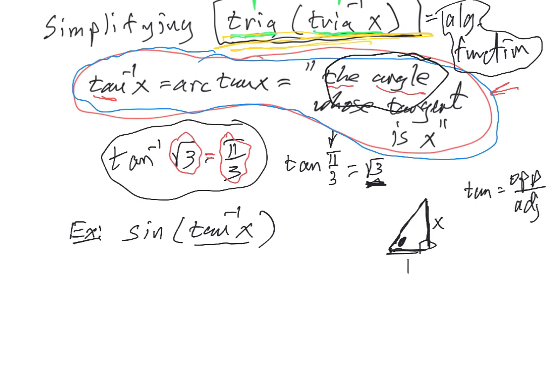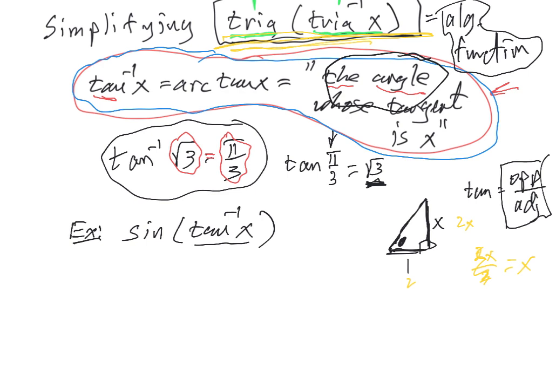I could pick the sides to have any lengths whatsoever as long as when I divide opposite by adjacent I get x. So I'm always going to do it the simplest possible way. I could let this side be 2x and this side be 2, and then opposite over adjacent works out to be x, the 2's cancel. But there's no good reason to do that. Just pick the simplest form. I'll do a little more complicated one in just a minute.